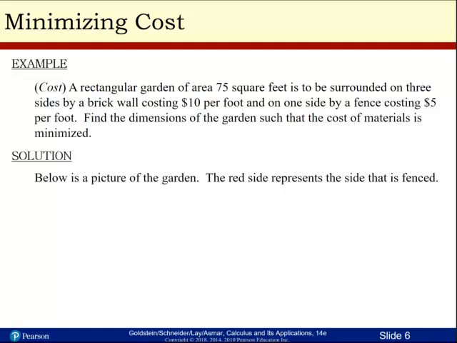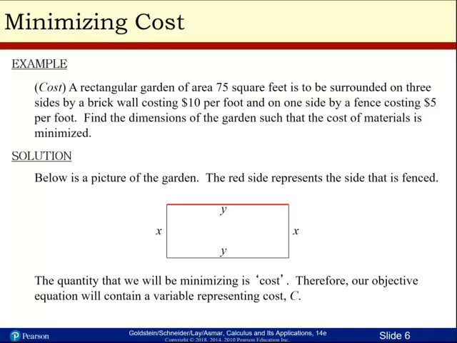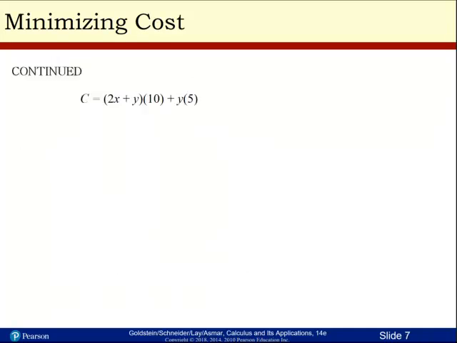Below is a picture of the garden. The red side is going to be the side that's fenced, and the quantity that we'll be minimizing is cost. Therefore, our objective equation will contain a variable representing cost, C. So now we're going to plug these values in. Cost equals the quantity 2x plus y times 10, plus, which is what the cost for that side was, y times 5. This cost equation then becomes 20x plus 15y. This is now our objective equation.